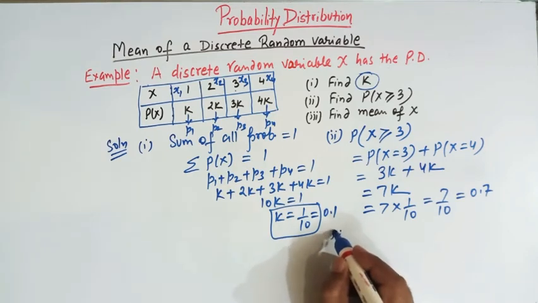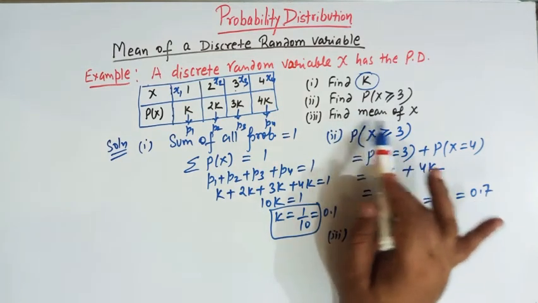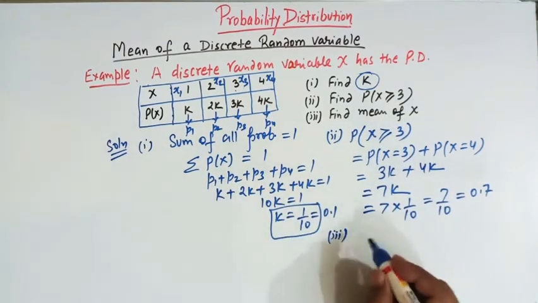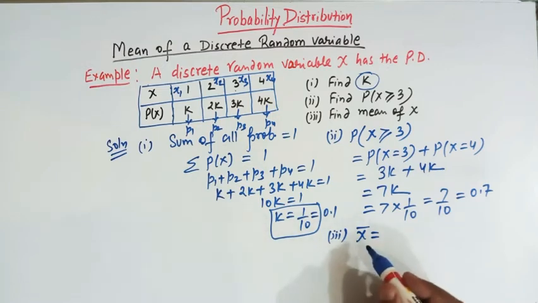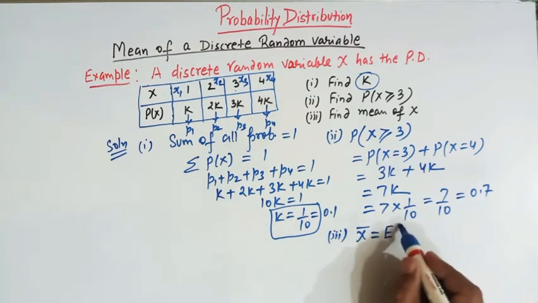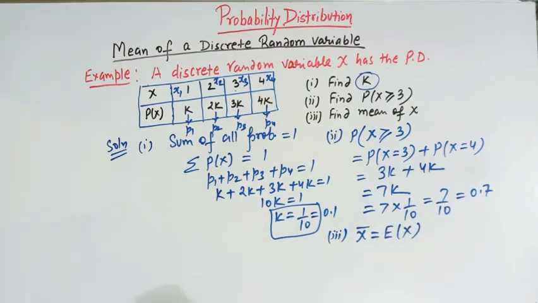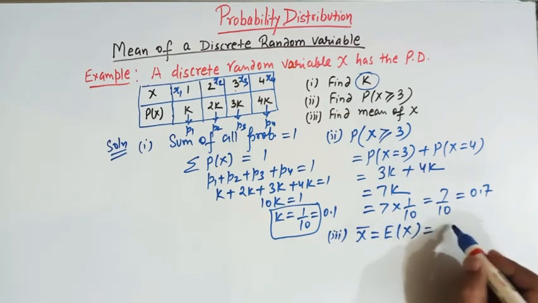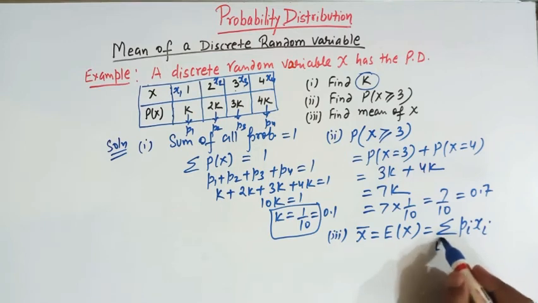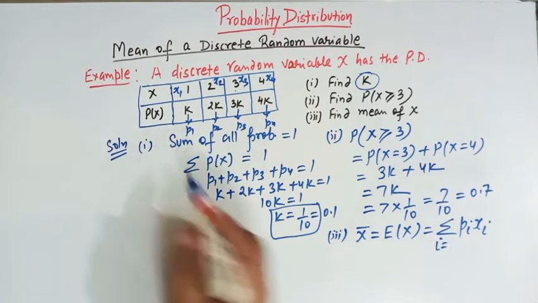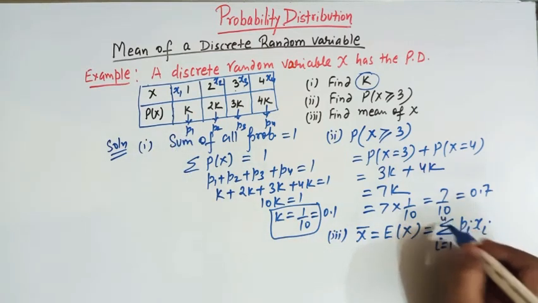Okay, now the third part is to find the mean of x. Now we know that the mean of the discrete random variable x is denoted by x bar, which is also known as the expectation value of x, and this is sigma of pi xi, where i takes the value from 1 to 4, right?